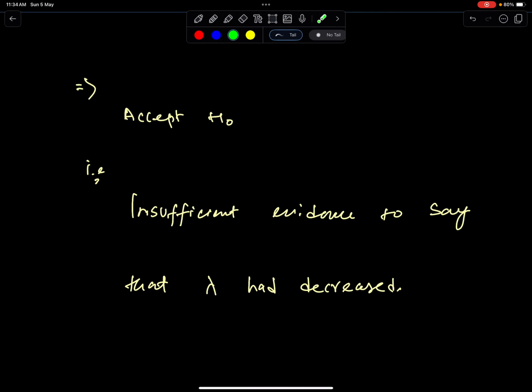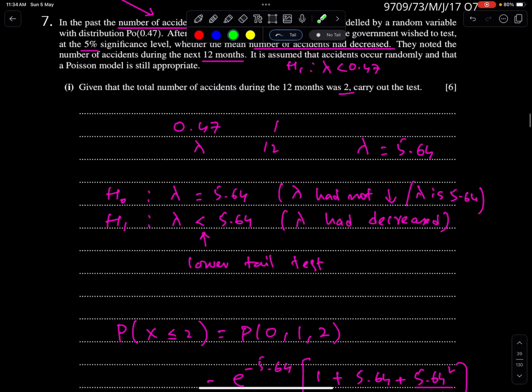This is very simple. See, you accepted H0. That means when you accept H0, you reject H1. So it's very simple. When you accept H0, then conclude that lambda had not decreased. I mean, you are saying that lambda had not decreased. That is why you are accepting H0. So whenever you accept H0, then write insufficient evidence to conclude that lambda had decreased.